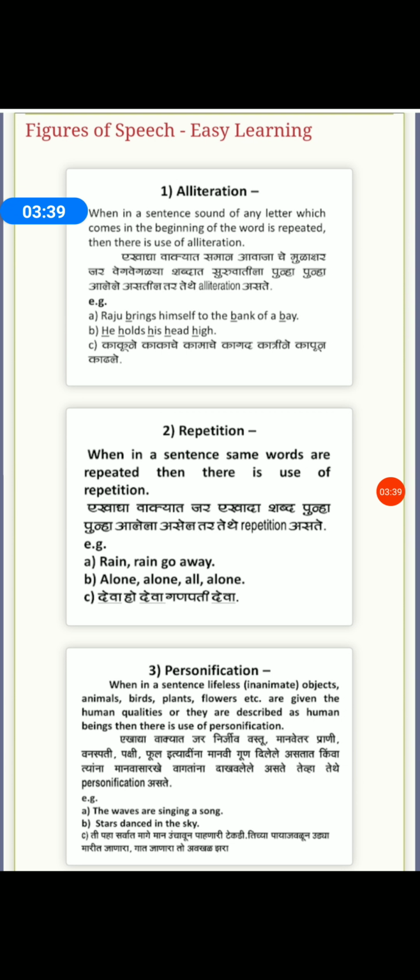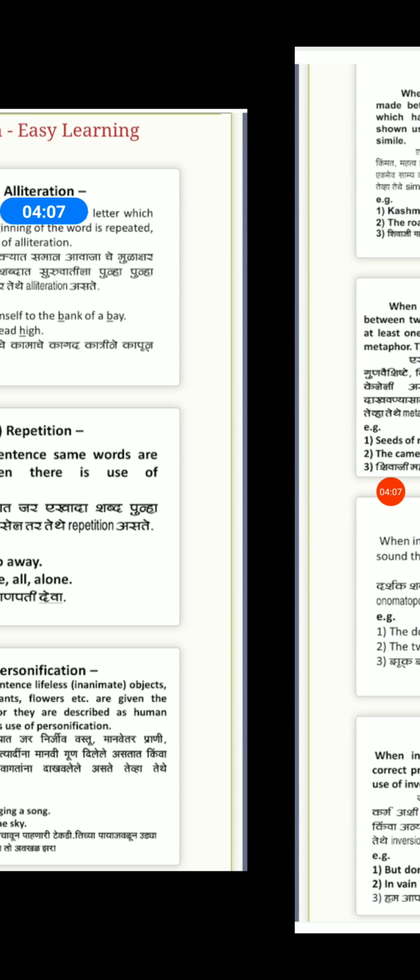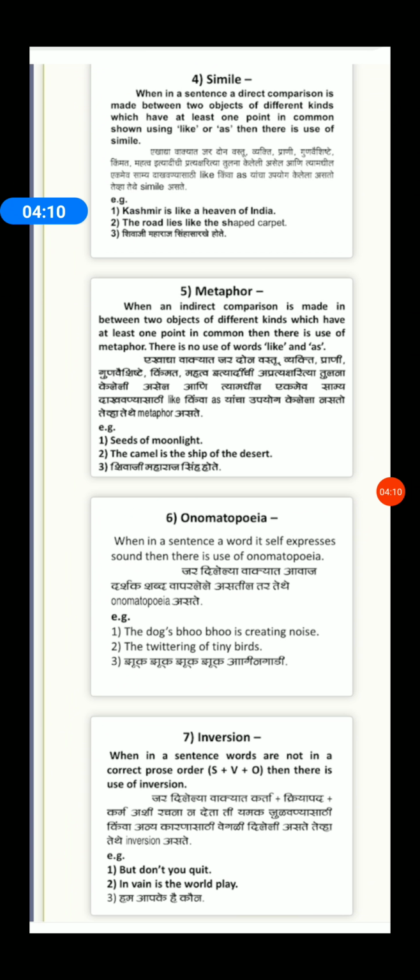ती पहा सर्वात मागे मान उंचावून पाहणारी टेकडी, तिच्या पायाजवळून उड्या मारत जाणारा, गात जाणारा तो अवखळ झरा. In that sentence also, the tekdi or hill, this is an inanimate thing, and man unchavun, this is the human quality given to the hill or tekdi, so there is the personification figure of speech. Next figure of speech, simile.